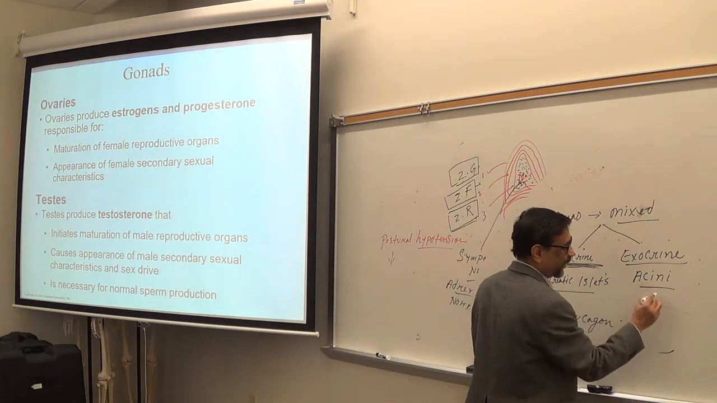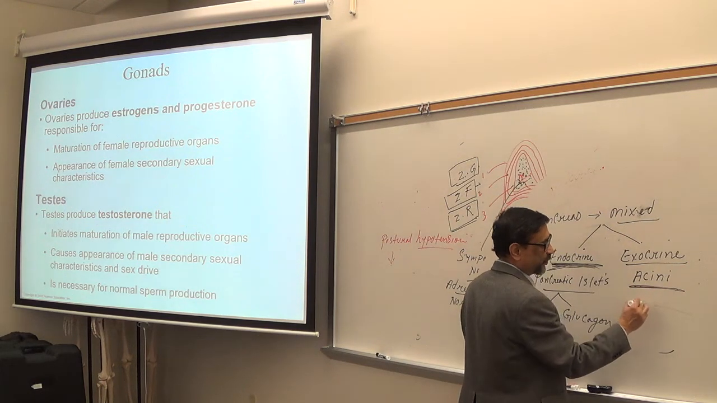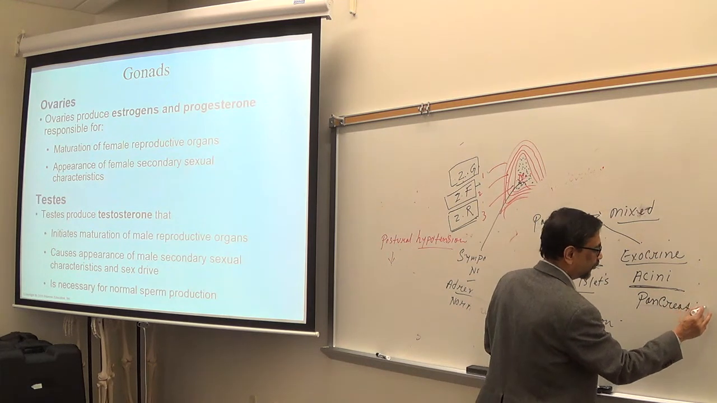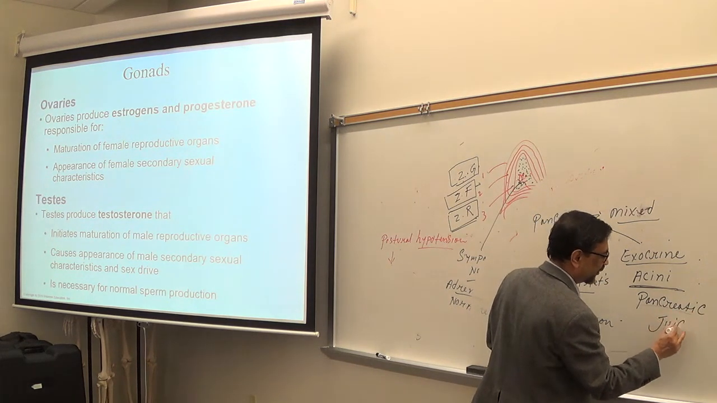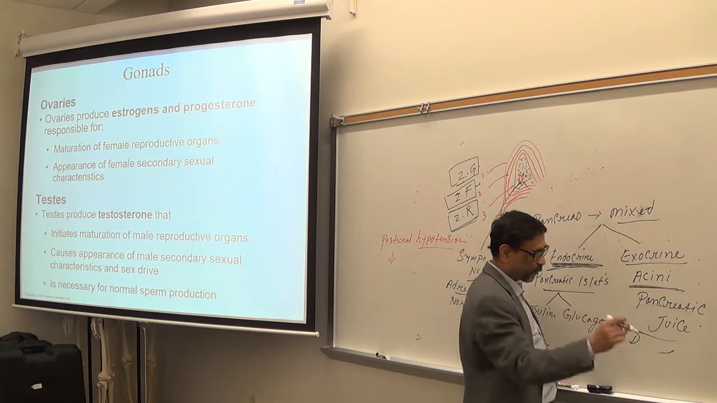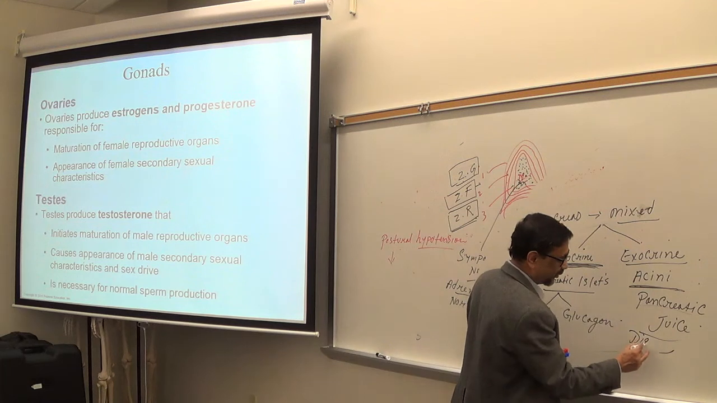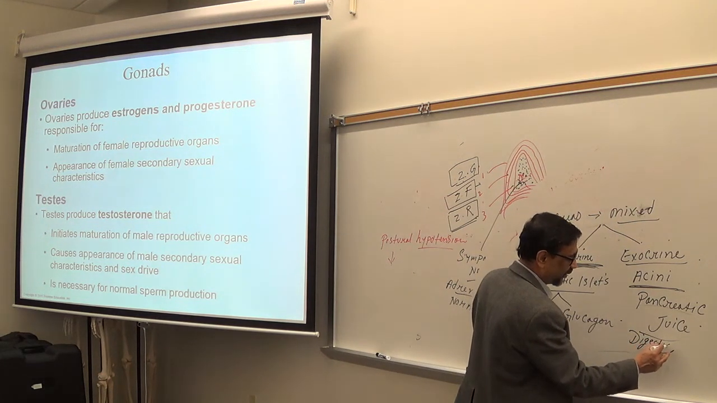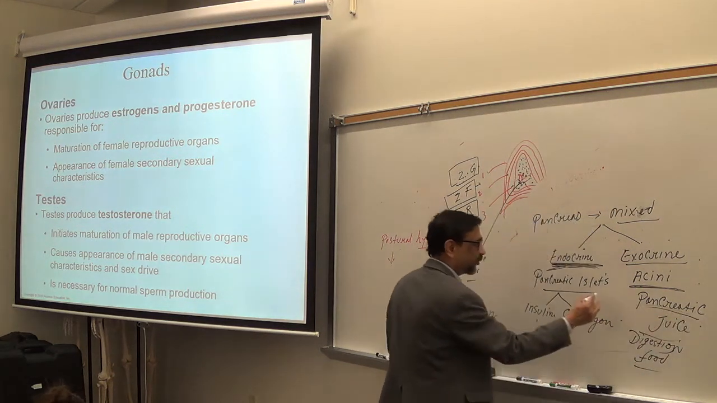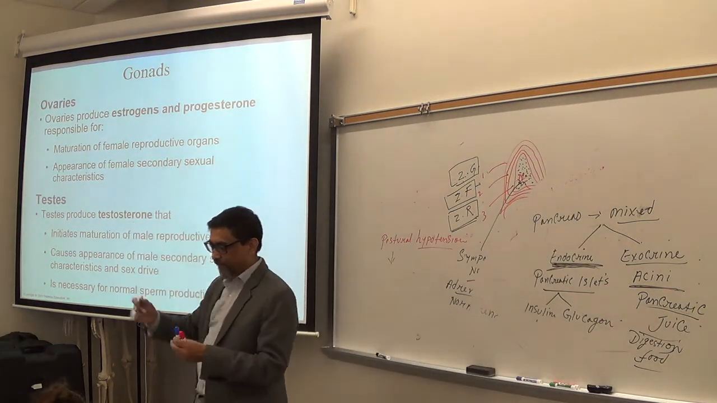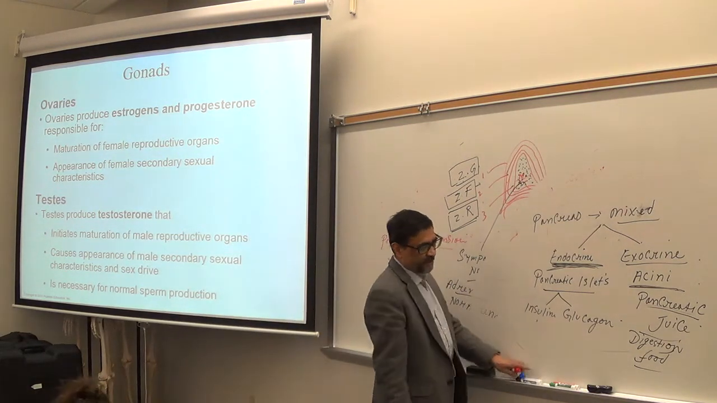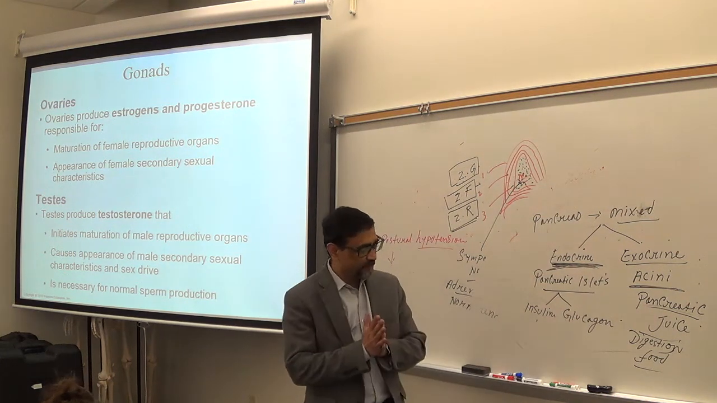Now, the exocrine part of the pancreas, the pancreatic acini, produces pancreatic juice. Pancreatic juice helps in digestion. It has nothing to do with blood sugar. It works on the intestine and helps in the digestion of food. Totally different. So the exocrine part helps in the digestion of food by producing pancreatic juice. Okay.